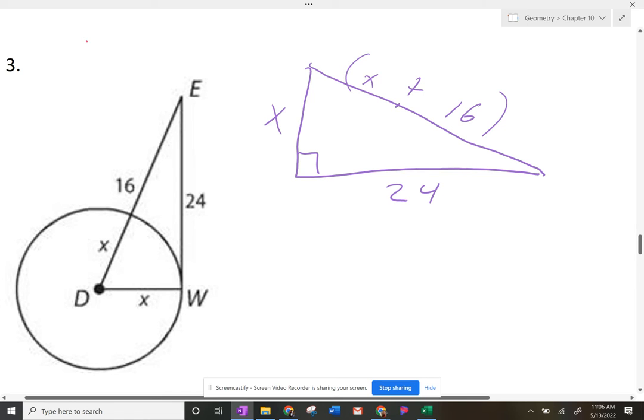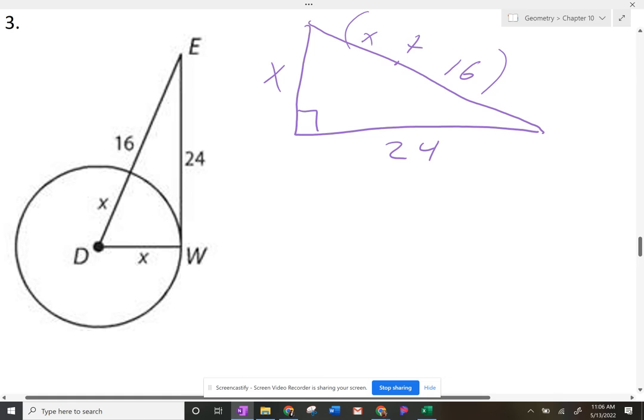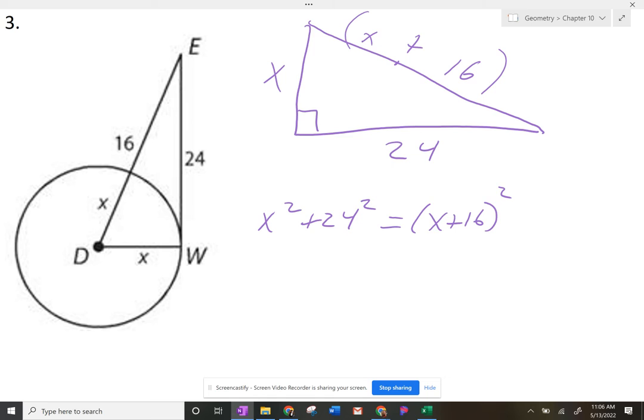Because it's going to be both of those parts together. Okay? So now I can go through and do the Pythagorean theorem. And bear with me, don't get scared yet. I've got x squared plus 24 squared equals x plus 16 squared, because that was all in there. Why is it 24? Because it's this length. I'm doing leg squared plus the other leg squared equals the hypotenuse squared.